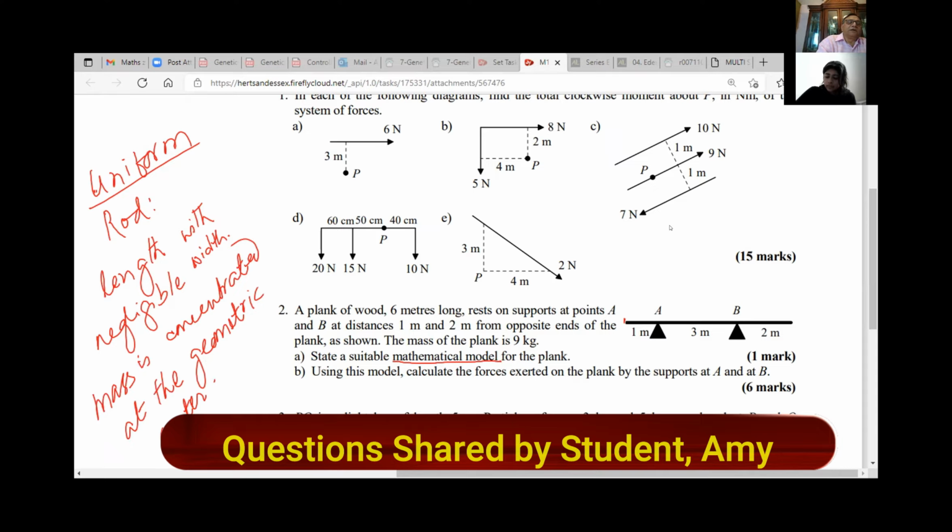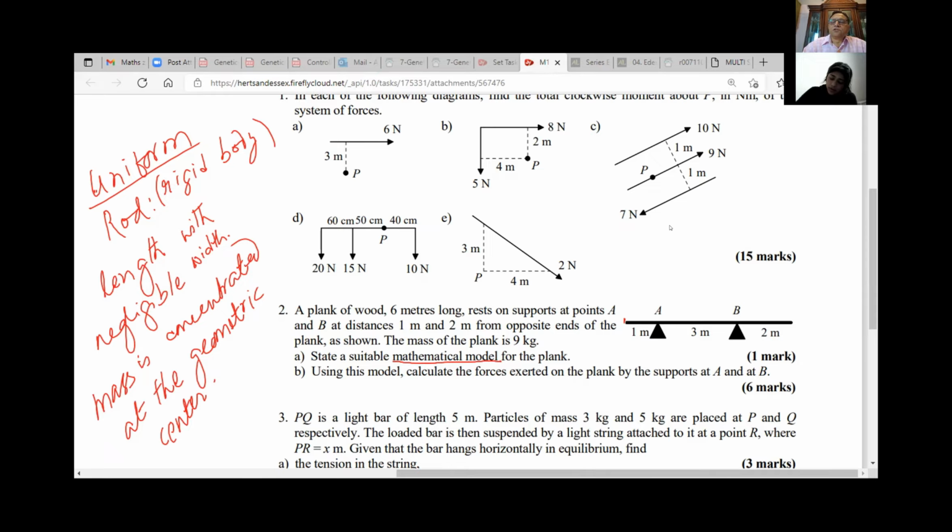And a rod is a rigid body, right? When I say rigid body, it means it will not buckle, it will not get deformed with all the forces acting on it. It has a length only which we are considering, which they have given us as 6 meters. So you will not be considering the width, like a straight rod. So only one dimension. So the plank will be taken as a one-dimensional rigid body. Perfect.